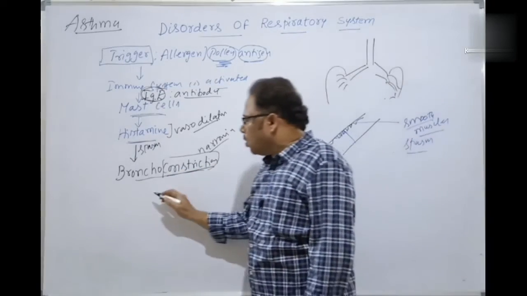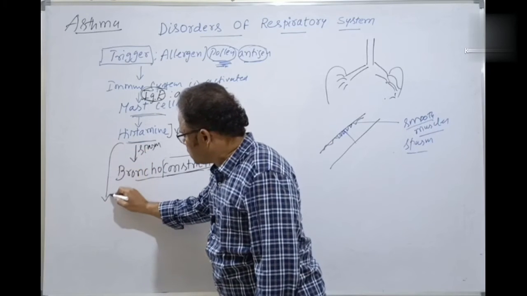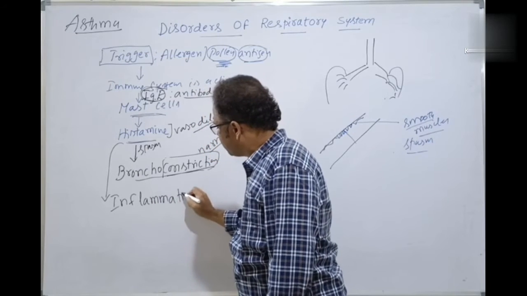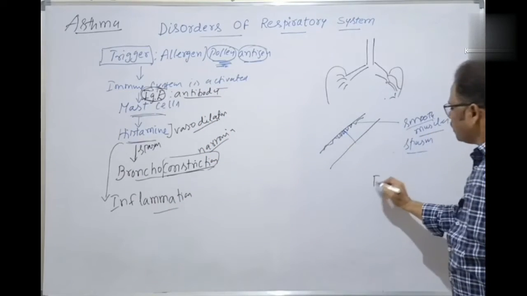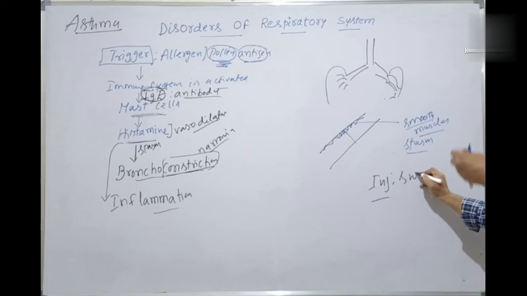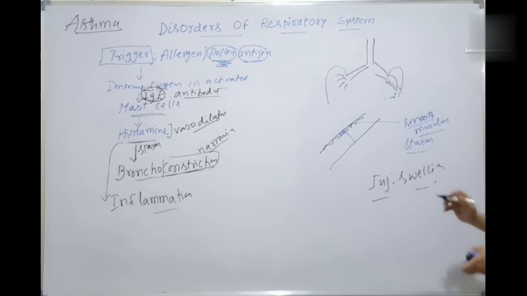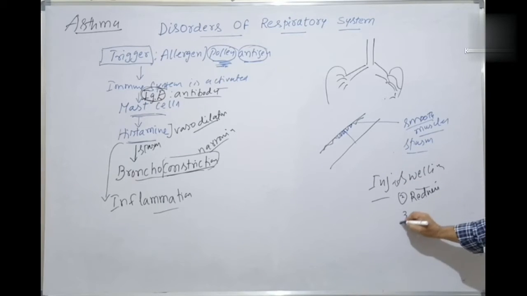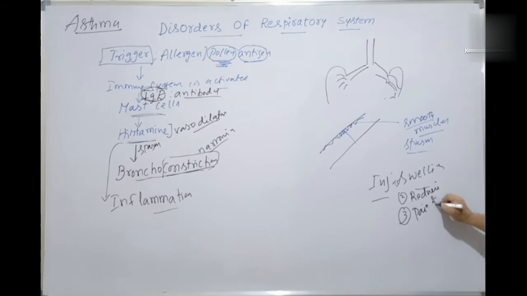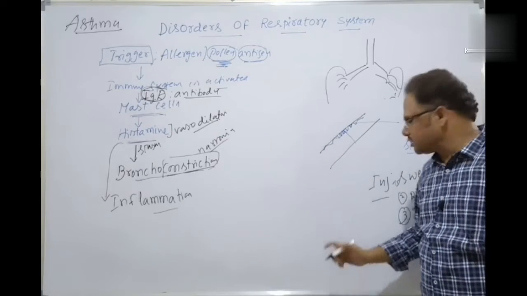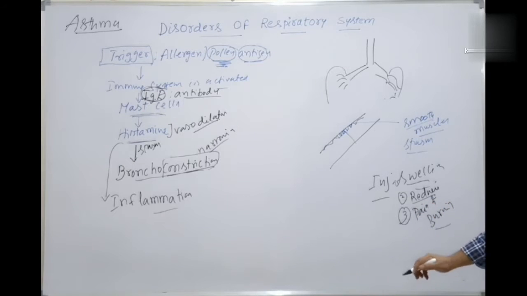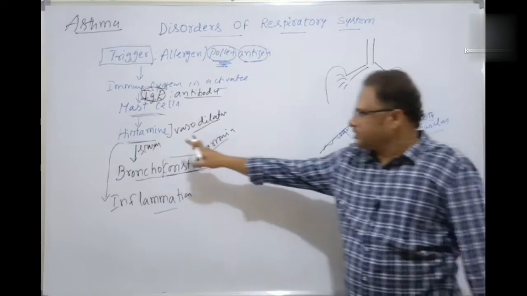And furthermore, what else does the histamine cause? Inflammation. What is inflammation? Inflammation is characterized by swelling. Number one, there is swelling. Number two, there is redness. Pain and burning sensation here. So these are the symptoms of any inflammation: swelling, redness in that area, pain and burning sensation. These are the symptoms of inflammation caused by the histamine here.